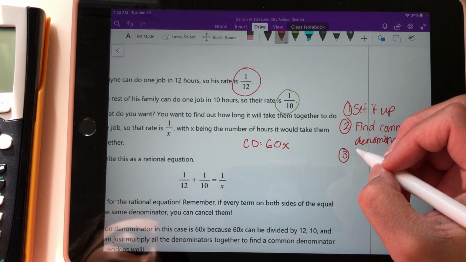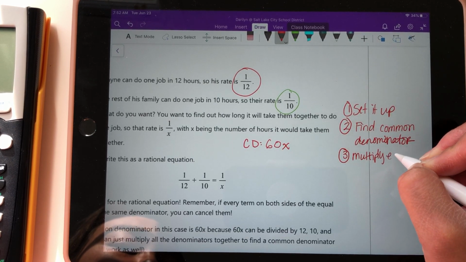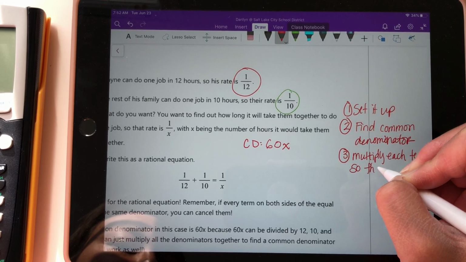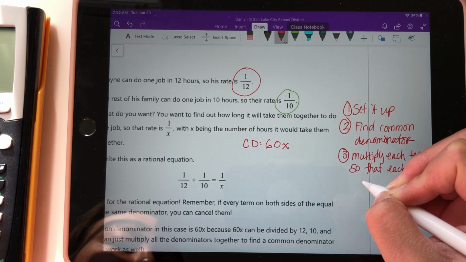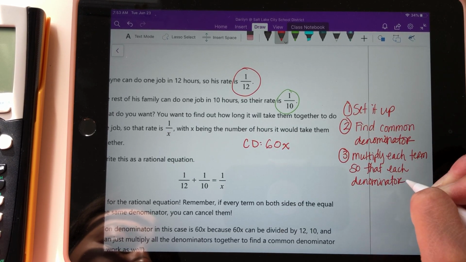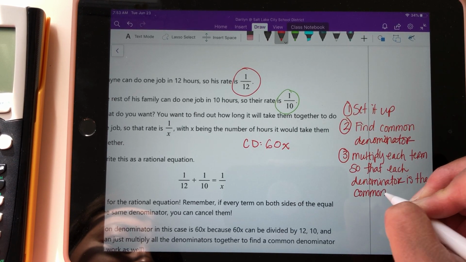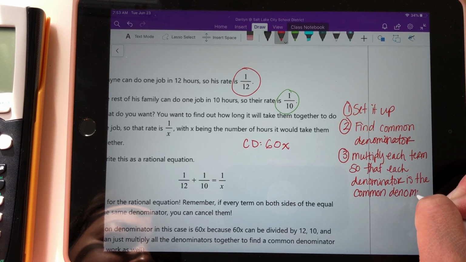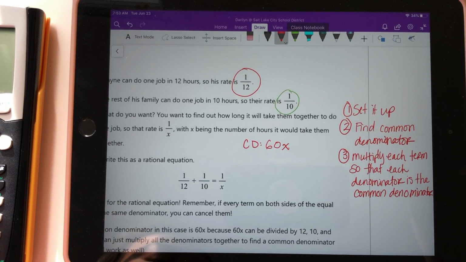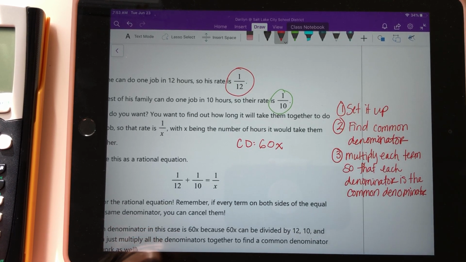Step 3, multiply each term so that each denominator is the common denominator. And hopefully this is ringing some bells from term 2 of solving rationals. So we're going to multiply each term so that each denominator is the common denominator.